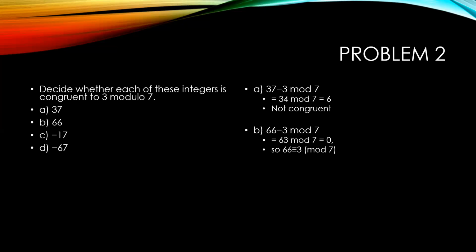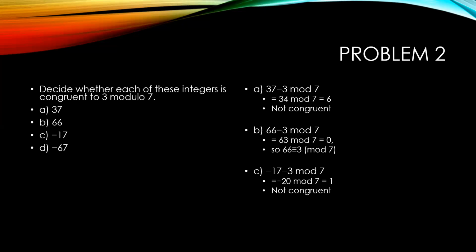Okay, for letter C, we're going to subtract 3 from -17. So we have -17 minus 3 mod 7. The result is -20, not 14, -20 mod 7. And then the remainder is 1. Since this is 1, therefore it's not congruent.